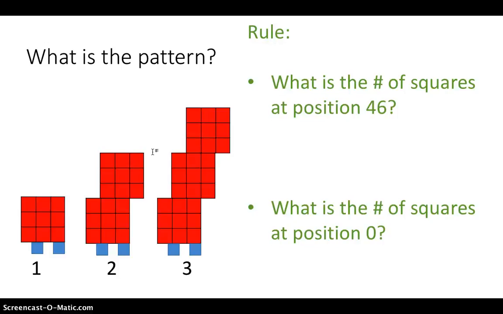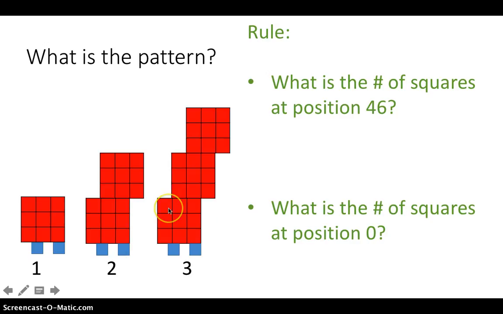Okay, so here we're looking at the rule, and we see that in each of these patterns, for position 1, there's 2 blue tiles and 9 red tiles. In position 2, there's 2 blue tiles again, and 2 groups of 9 red tiles, so that means that there's 18 red tiles, which means that there's 20 tiles in total, because I have 9 here, and then 2 more, so together that makes 20.